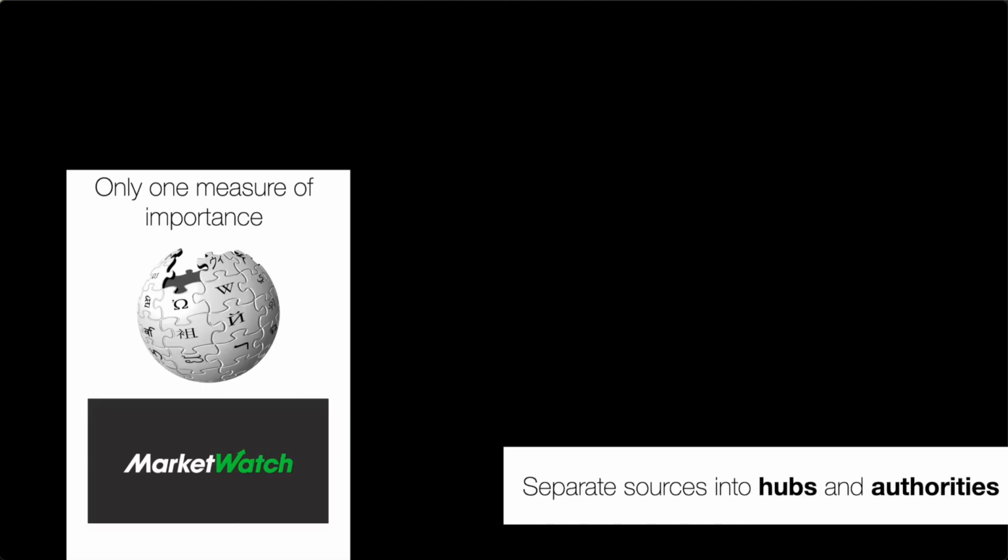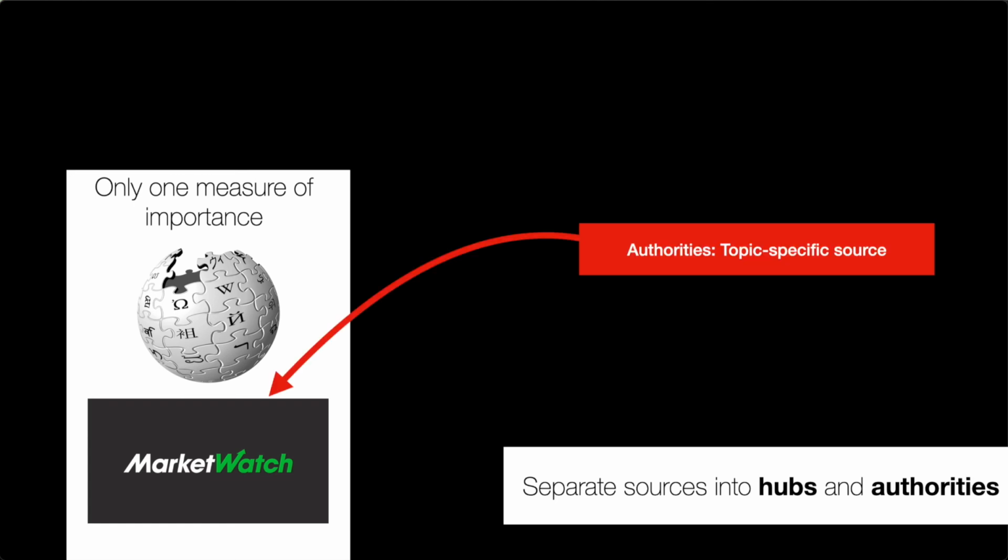One method for this is called the HITS algorithm. To get at this idea of there being multiple measures of importance, the HITS algorithm says that there's one kind of page or one kind of importance called authority, which is a sort of topic-specific source, or nodes in a graph that are important for a particular kind of thing.